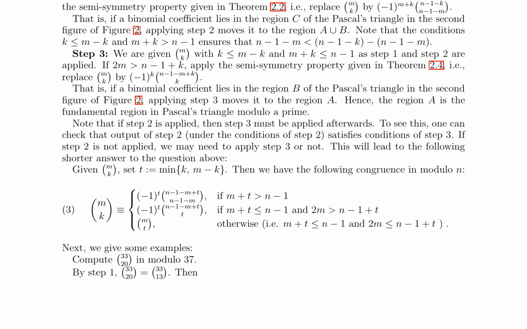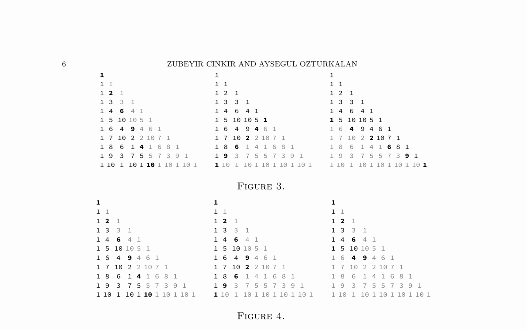The method is illustrated with examples, including the computation of $\binom{33}{20}$ modulo 37. This extension aims to provide a simpler equivalent form of binomial coefficients modulo n, leveraging the symmetry and semisymmetry properties effectively. The page presents 2 figures, Figure 3 and Figure 4, which illustrate the symmetry line S0 and semisymmetry lines S1, S2 when n equals 11. These figures are prepared using reference 12.